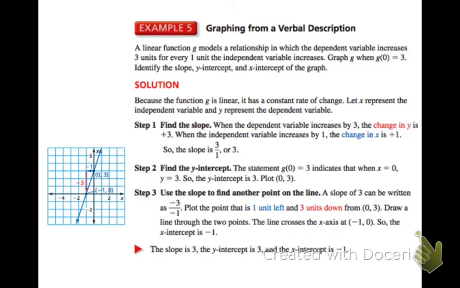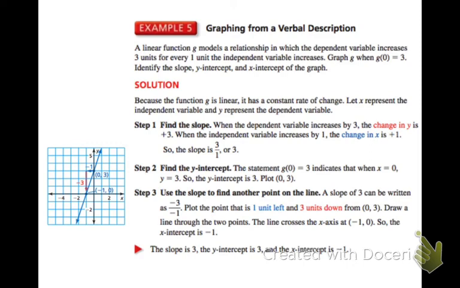Okay, linear function g models a relationship in which the dependent variable increases 3 units for every 1 unit the independent variable increases. So we are going to graph g when g of 0 is 3. So we're going to identify the slope, the y-intercept, and the x-intercept. Okay, it's linear, right? There's a constant rate of change. X is going to be independent, y is going to be dependent. We're going to find the slope. So when the dependent variable increases by 3, the change in y is a positive 3. And then independent increases by 1, so the change in x is 1. So we can write that as a ratio, 3 to 1 or just 3.